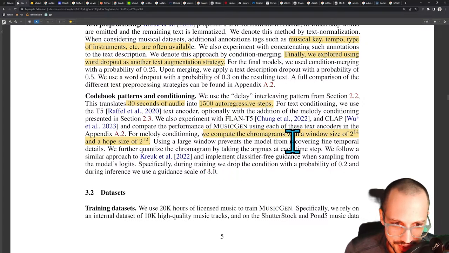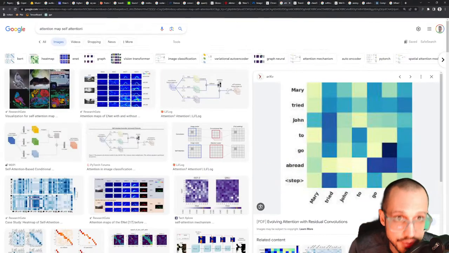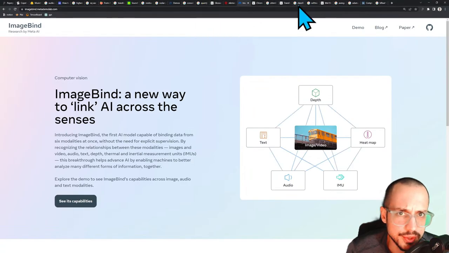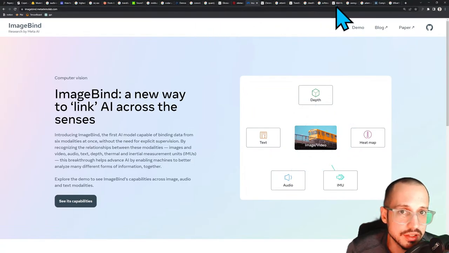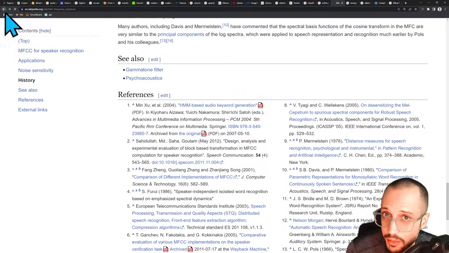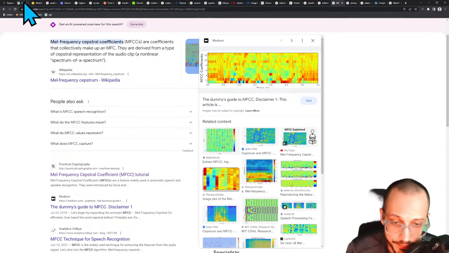Using a large window prevents the model from recovering fine temporal details. We quantize the chromagram by taking the argmax at each step. So this is the other thing we were talking about, where you're taking the most quote-unquote dominant frequency bin, right? But by doing that, you're kind of filtering in a weird way. You're only taking the most dominant one. So they're literally implementing it as an argmax. For every single column here, they're argmaxing, and that's the value they use.